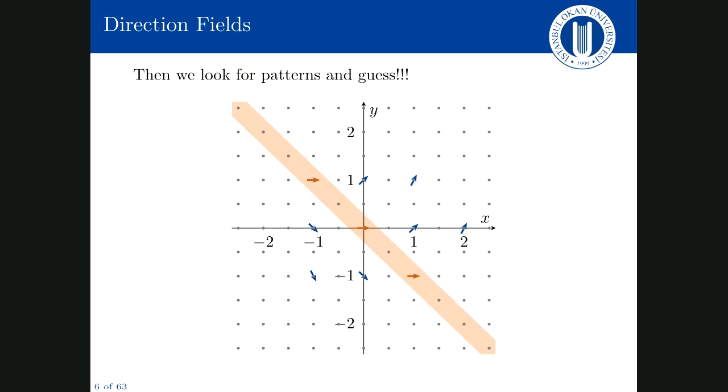The first pattern I'm interested in is the arrows on this diagonal line. This diagonal line contains 3 arrows that we've drawn, and the slope of each of these 3 arrows is 0. It's reasonable to guess that all of the arrows in this region must be the same. It's reasonable to guess that all of these arrows should have slope 0.